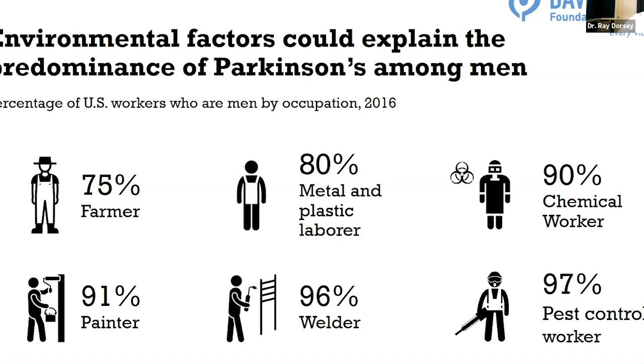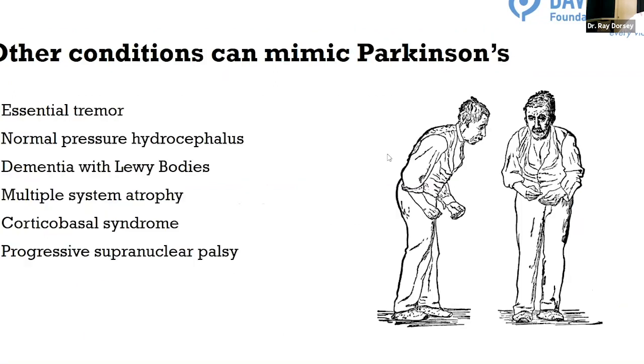So let's see, next is other conditions that can mimic Parkinson's disease. Not everything that's tremor or slowness of movement is Parkinson's disease. There is a wide range of other Parkinsonian conditions: dementia with Lewy bodies, with prominent early difficulties with dementia; multiple system atrophy, with prominent urinary and sexual dysfunction early in the course of the disease, within the first year; corticobasal syndrome, with prominent cognitive difficulties; and progressive supranuclear palsy, with prominent falls.